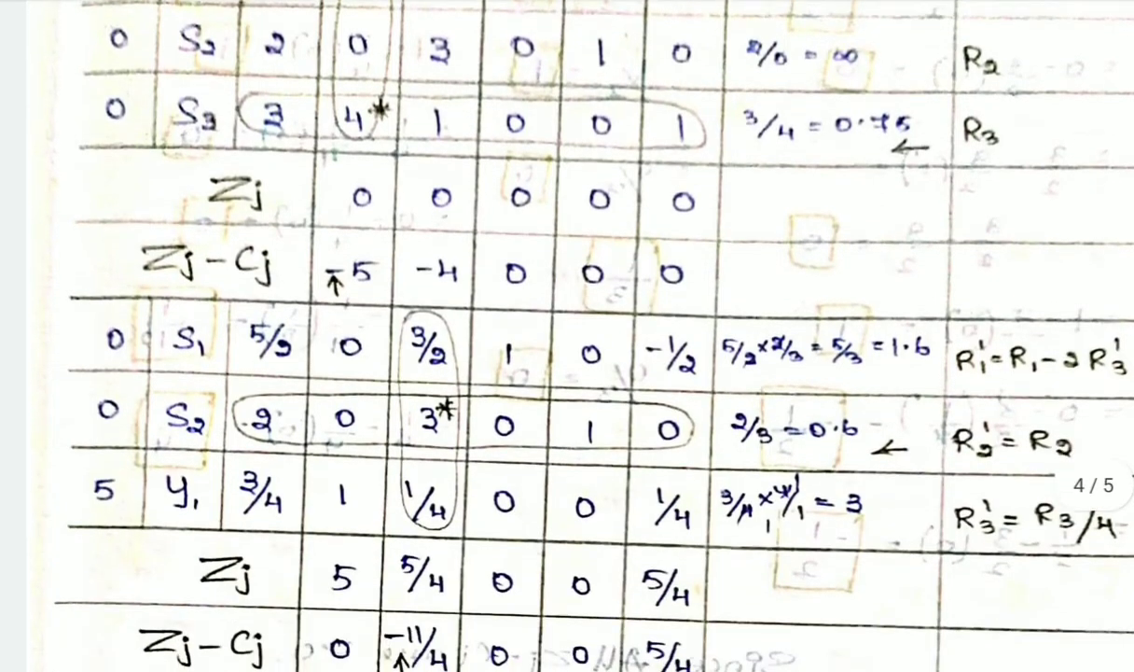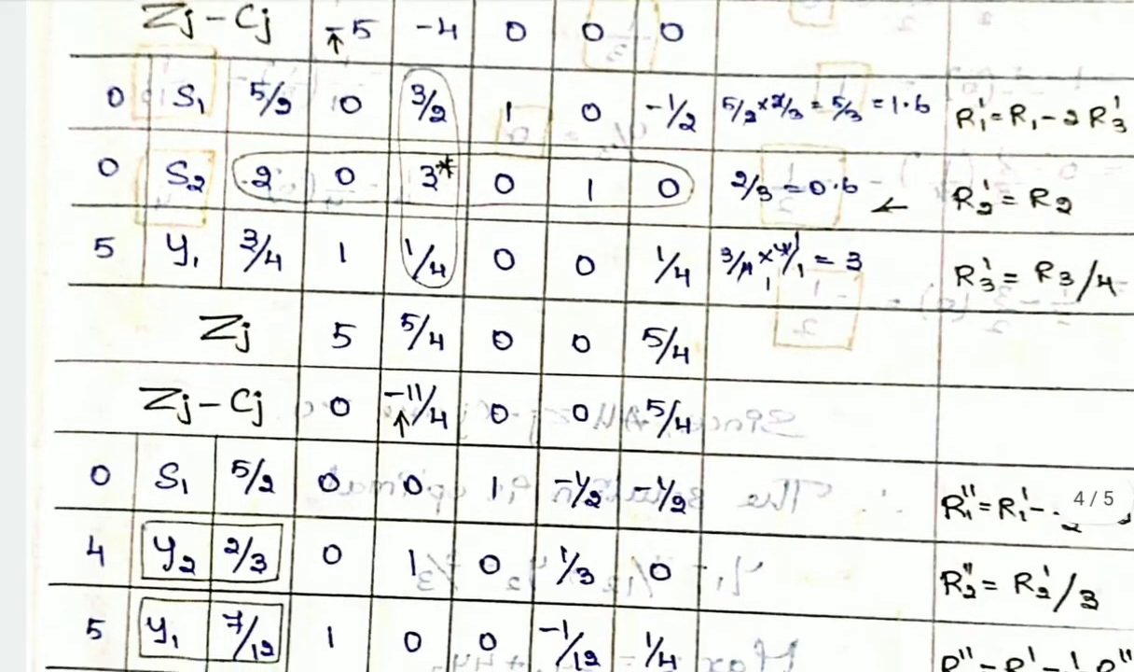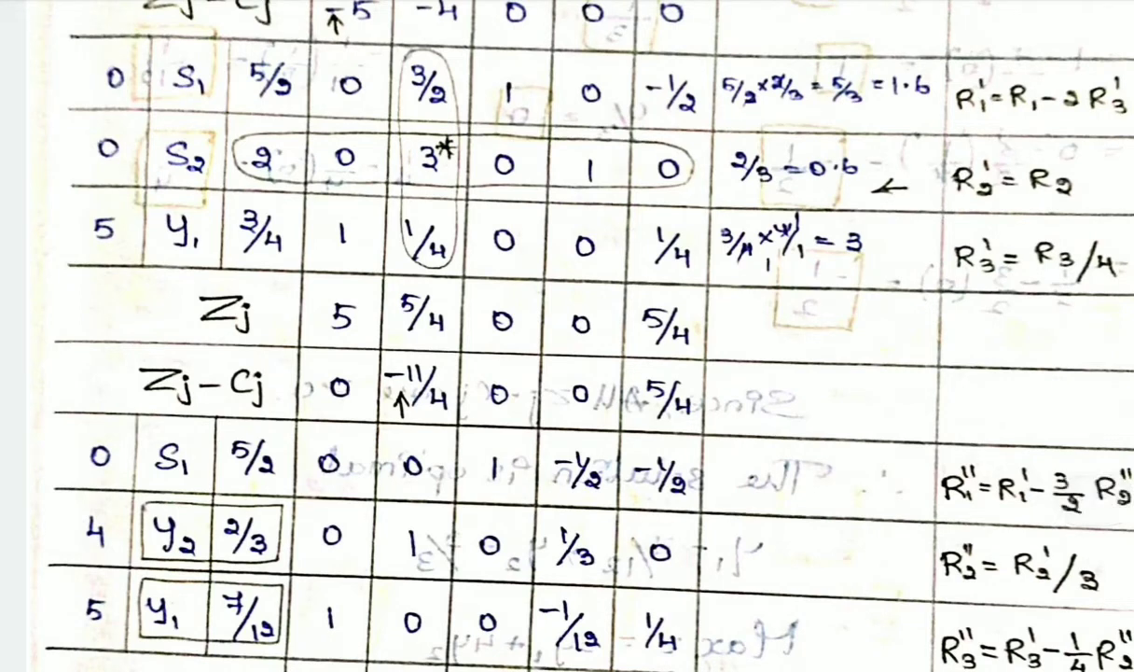For R1, in the formula we have to write R3 dash. That is, R1 dash is equal to R1 minus 2 times of R3 dash. So like this we have to write the formula. So first we have to fill the R3 dash. R3 dash is equal to R3 divided by 4. So we have to fill this.